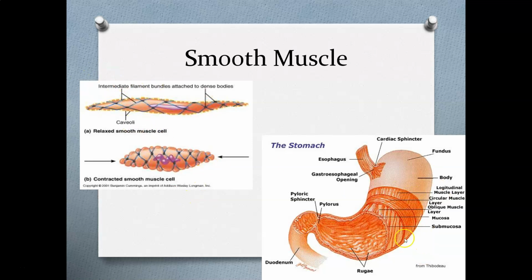And here we're looking at the stomach. It has 3 layers of muscles in it, 1, 2, and 3. They all go in different directions, and that causes the muscle to contract in a particular way to squish and break down foods that we're eating.